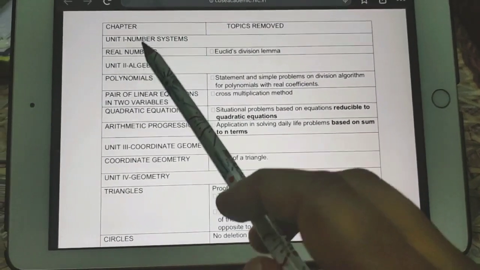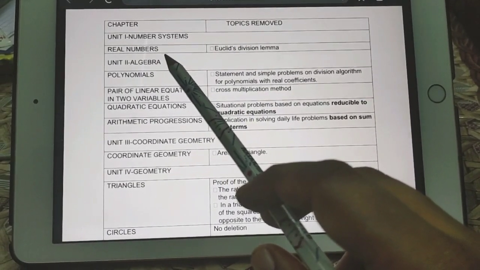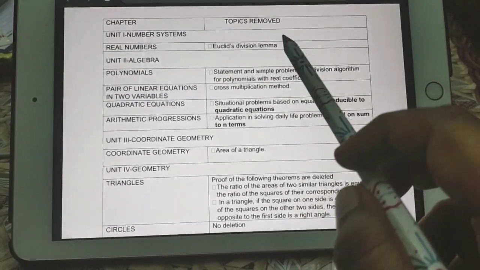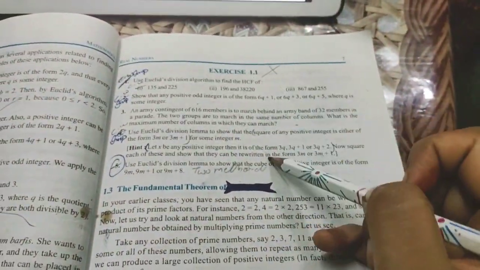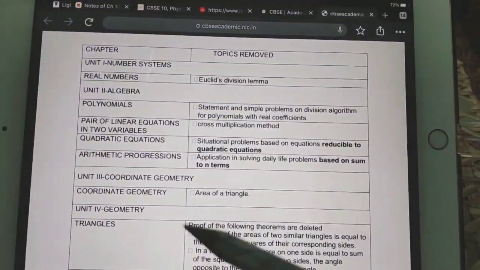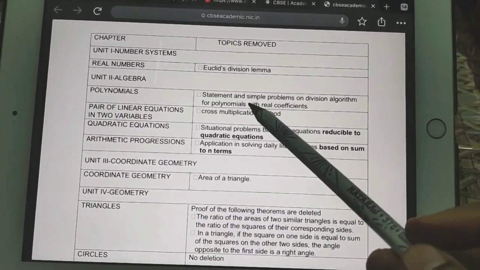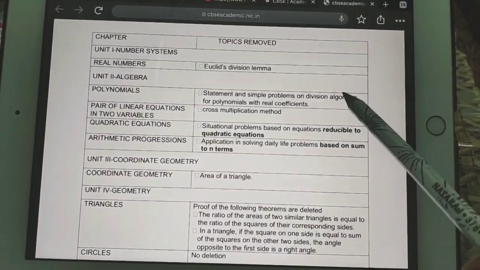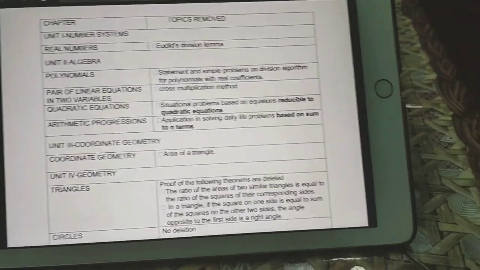Okay. So from chapter 1, that is Number System and Real Numbers, Euclid division lemma has been removed. Euclid division lemma in chapter 1 is present in exercise 1.1, so this whole exercise 1.1 has been deleted. Next one is chapter number 2, that is Polynomials: statement and simple problems on division algorithm for polynomials with real coefficients, and this has been removed.